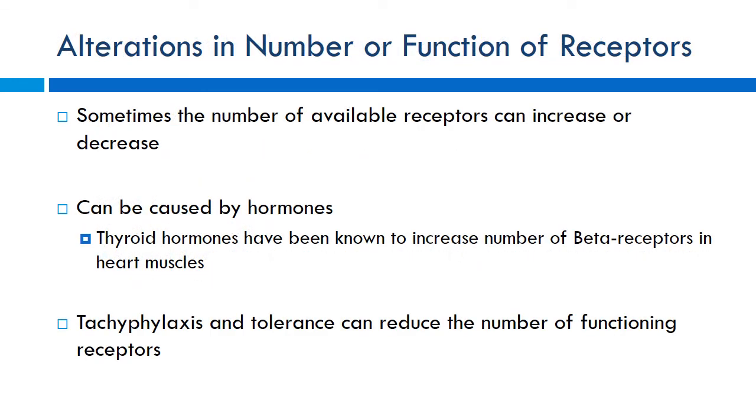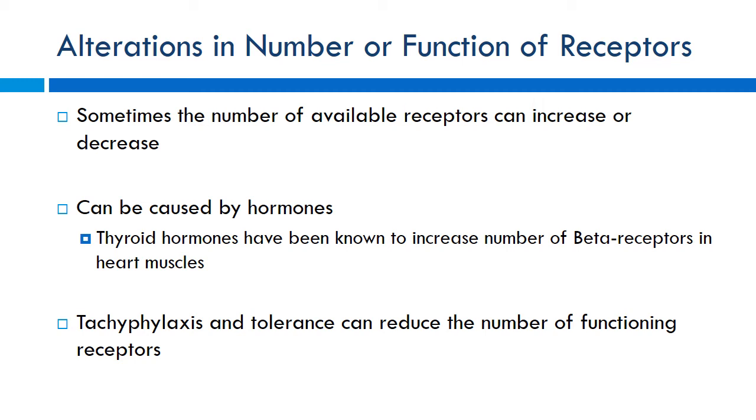So looking at the alterations in the number or the function of receptors, sometimes the available receptors can increase or decrease based on the type of exposure you're having. This can be caused by hormones. For instance, with thyroid hormones, if you have extra thyroid function, you're going to have an increased number of beta receptors in the heart, which means you're more likely to respond to things like epinephrine. Versus if you had low thyroid levels, you have fewer beta receptors, so you may not have as much effect if you're blocking those receptors with that kind of drug, right?